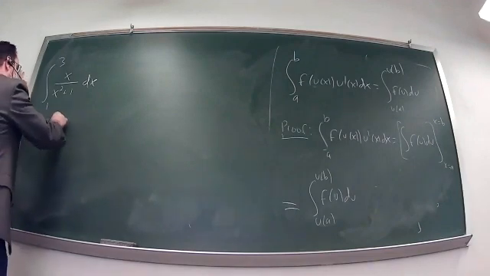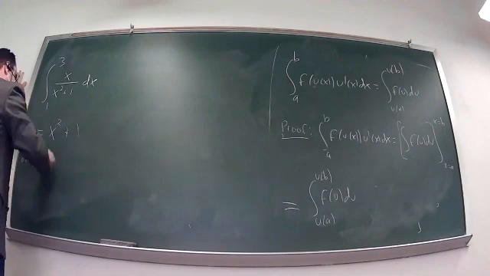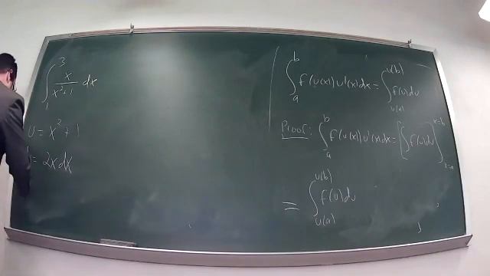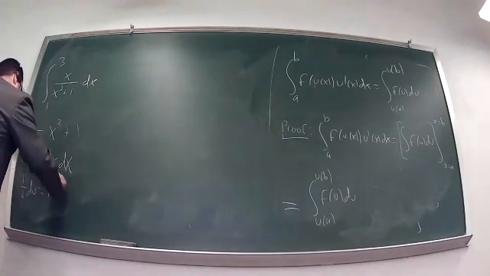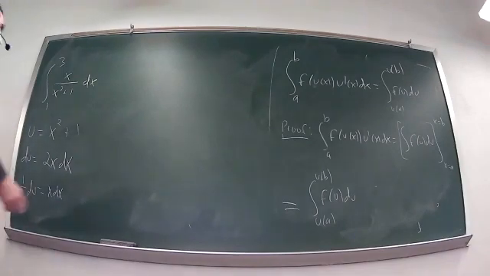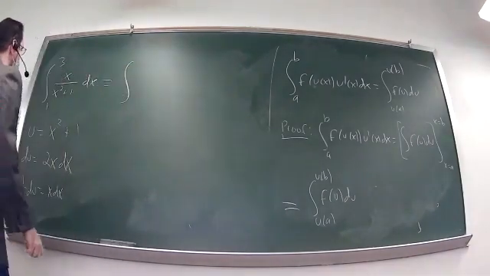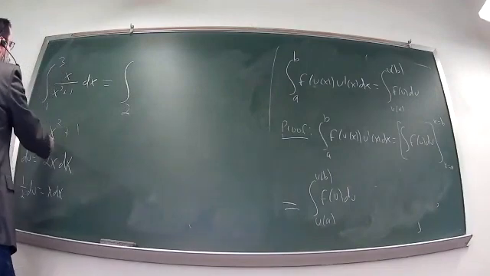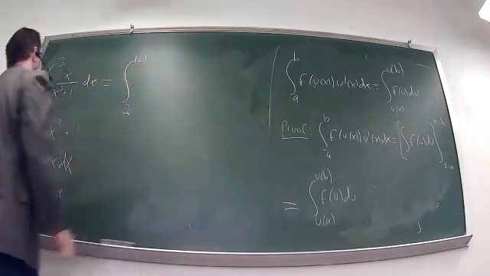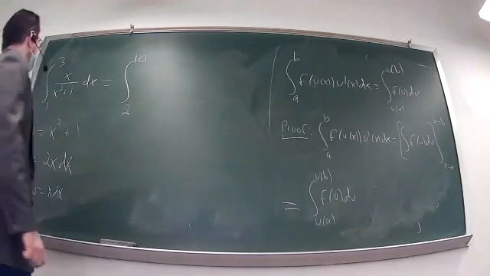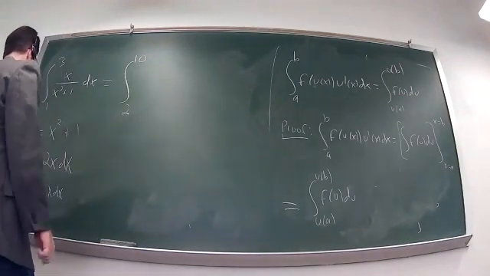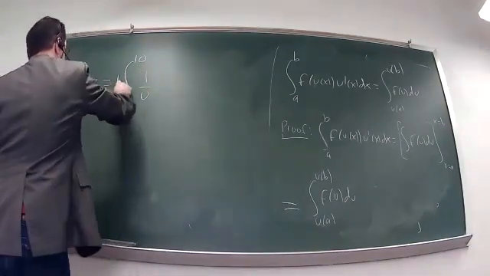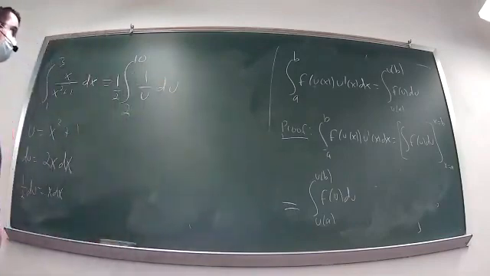So if I take u equals x squared plus 1, then du equals 2x dx, and therefore x dx would be 1/2 du. So I can just perform my substitutions. x went from 1 to 3, so u will go from 2, plugging in x equals 1, to 10, plugging in x equals 3. And 1 over x squared plus 1 becomes 1 over u. And x dx becomes 1/2 du.